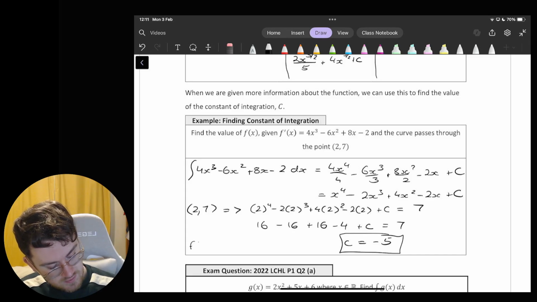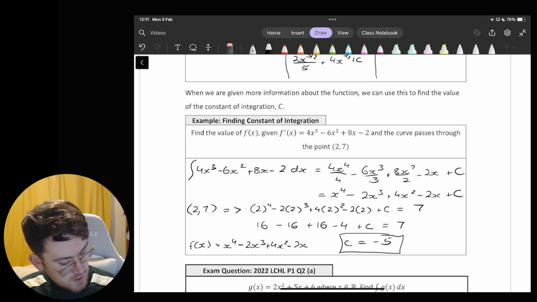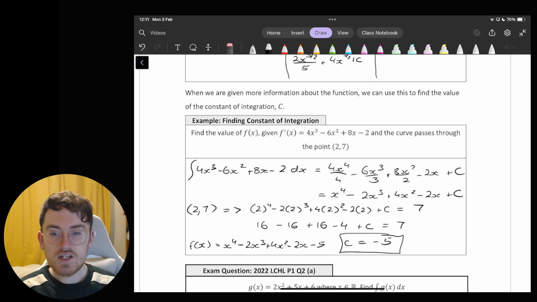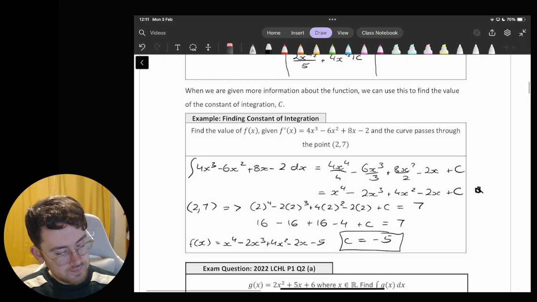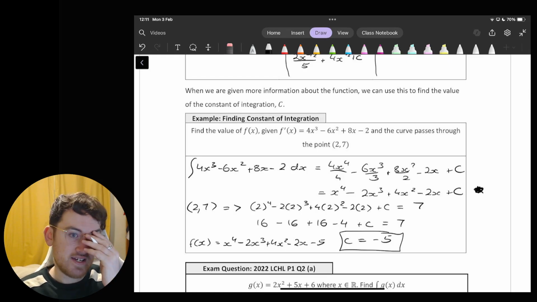Okay, so f of x is x to the power of 4 minus 2x cubed plus 4x squared minus 2x minus 5. Okay, so you can see now that c is no longer unknown. Okay, that constant of integration is now a known value for us, given that we had a little bit more information about the function. So up to this point, this is our antiderivative, our indefinite integral.